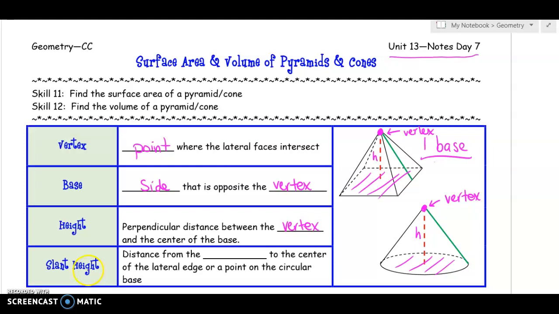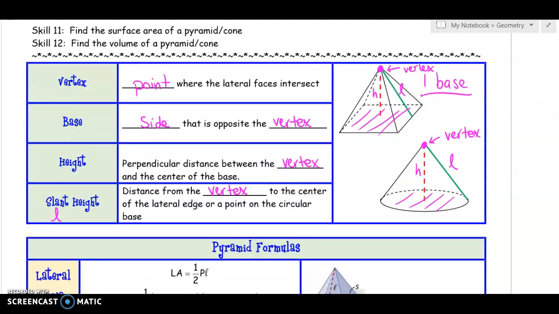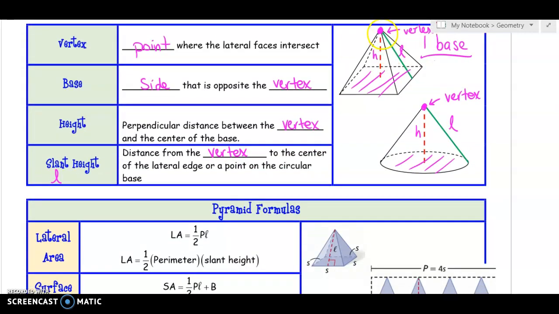Slant height is something we haven't dealt with yet. Slant height is going to be the distance from the vertex to the center of the lateral edge or a point on the circular base. So this green line here is going to be our slant height. The slant height is going to be represented with like a cursive lowercase l. All right. So on the pyramid, it's going to go along the middle of the side. It will always be perpendicular, by the way, to that base there. And then on a cone, it's just going to go along the side like so.